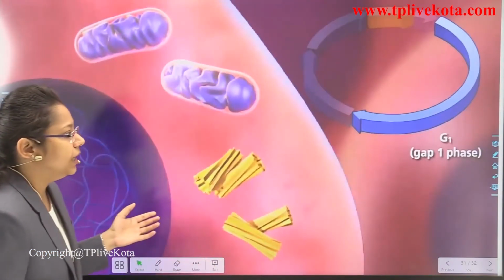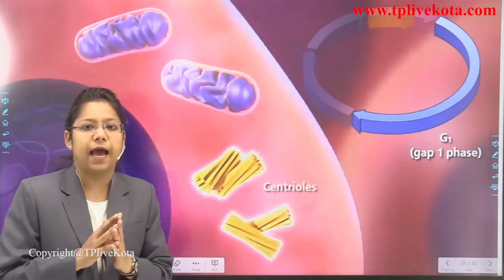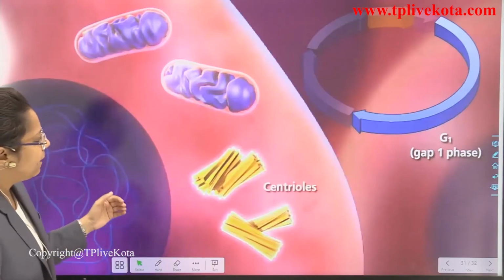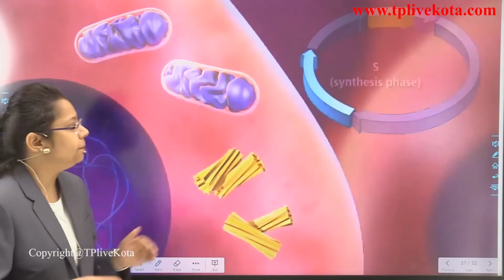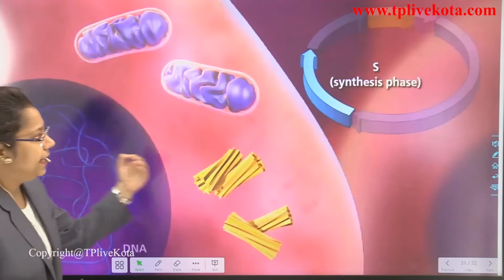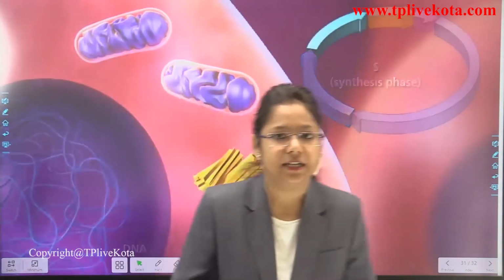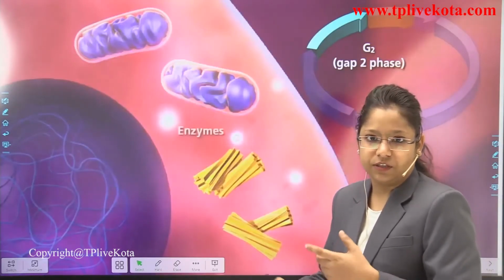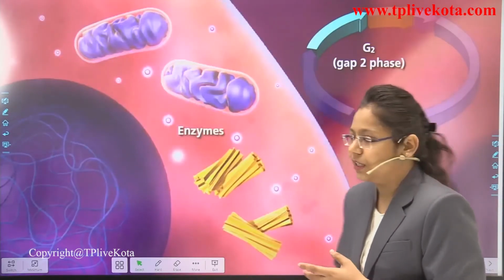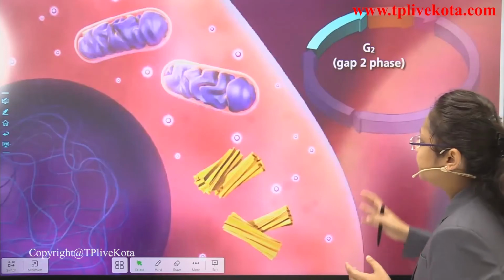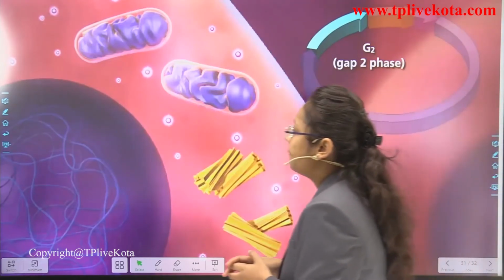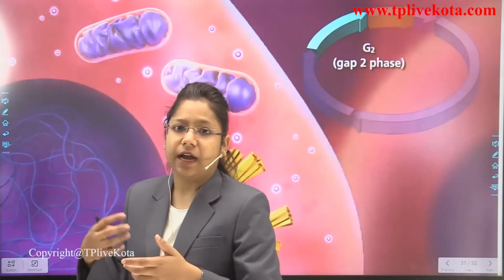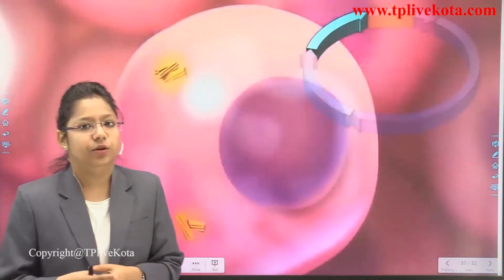So the first one is the G1 phase, that is the gap 1 phase, in which the centrioles help the cells. Next is the synthesis phase, that is the S phase, in which the cell organelles try to perform their functions which have been developed in the G1 phase. And the last phase is the G2 phase, in which, students, the DNA is ready to replicate.